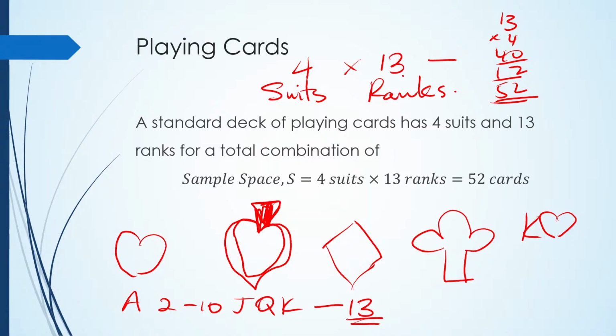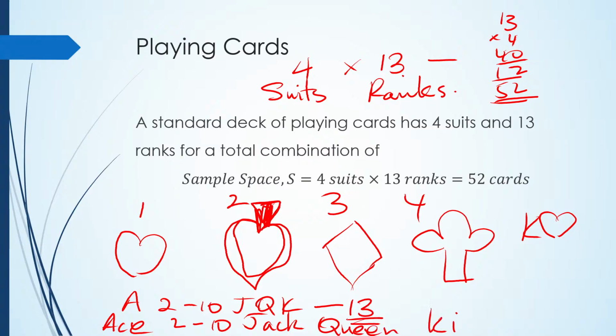So you have 1, 2, 3, 4 suits, and those suits go from ace, 2 to 10, jack, queen, king, for a total of 13 ranks. I repeat that several times, but yeah.